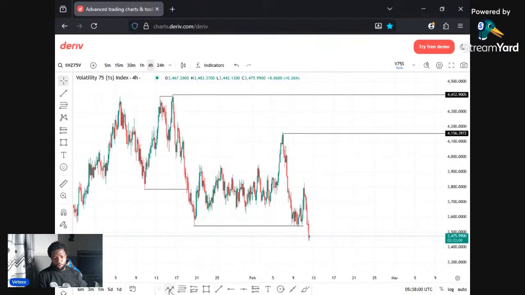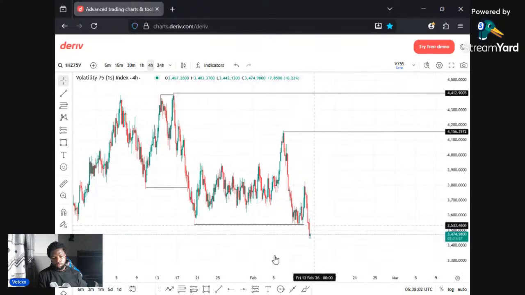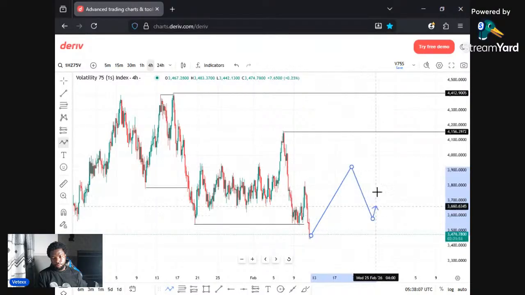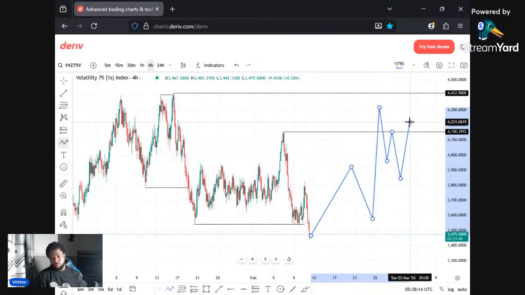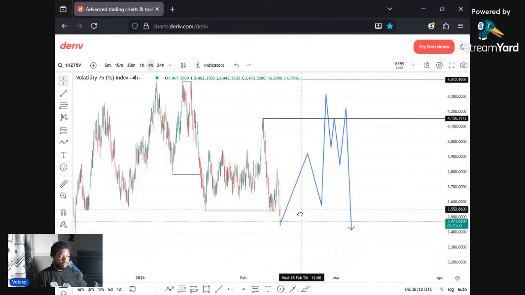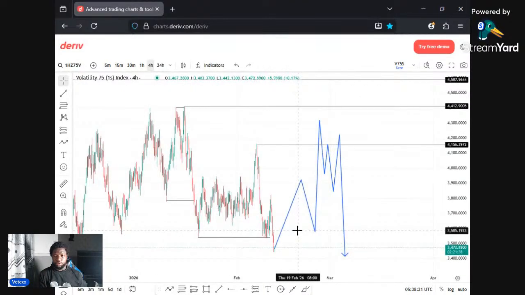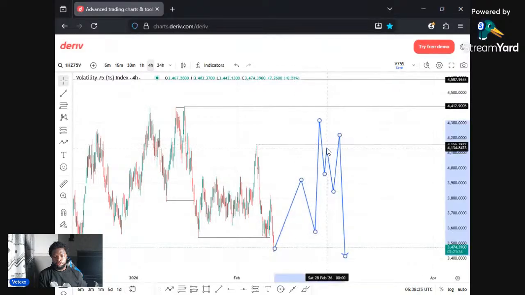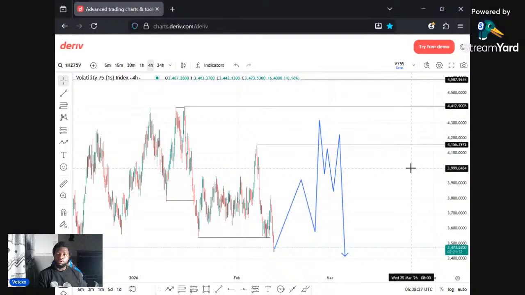So we are anticipating price to do this, come here, do this, and then we sell. So until then, we're sitting on our hands and then we're waiting for what price will do. If you give us what we want, take it as usual. So let's check the next pair, which is V50 index.